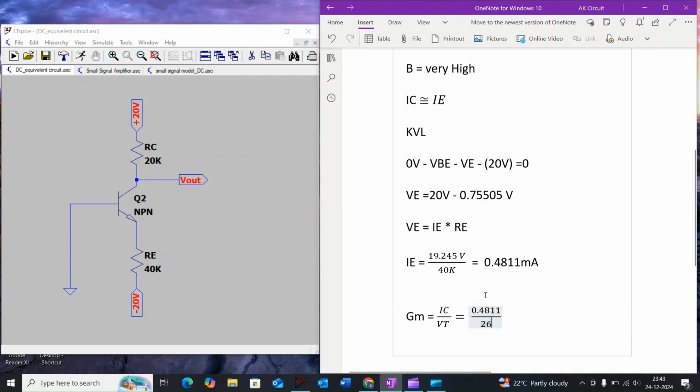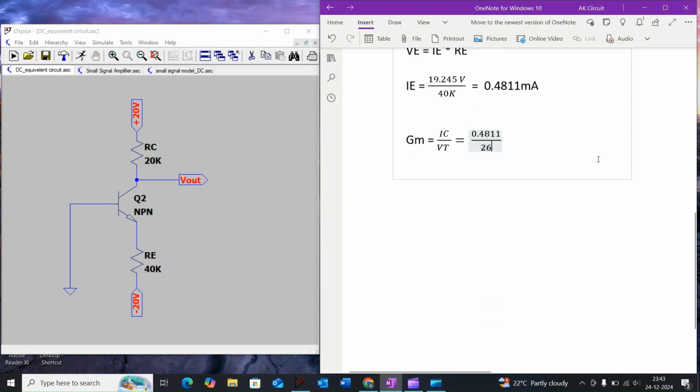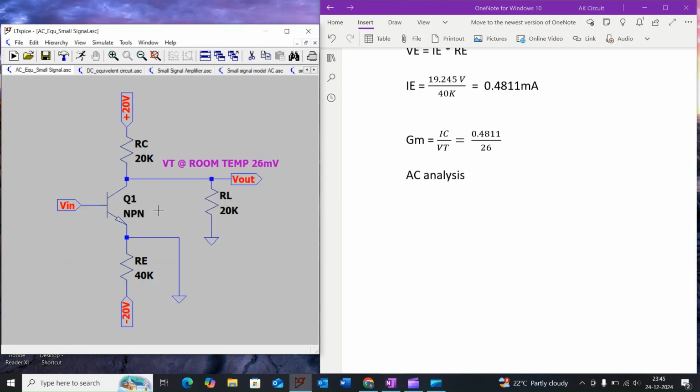Once we know the value of the transconductance, we need to go for the AC analysis to find the gain of the transistor. For the small signal analysis, the equivalent circuit looks like this. That means here the coupling and decoupling capacitors will act as a short circuit, and the DC source also acts as a short circuit. Because of the bypass capacitor short circuit, the emitter terminal of the transistor will be grounded. So now the input will be connected between the base terminal and emitter terminal of the transistor, and the output will be connected between collector and the emitter terminal.